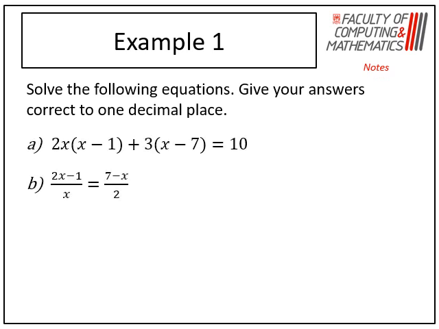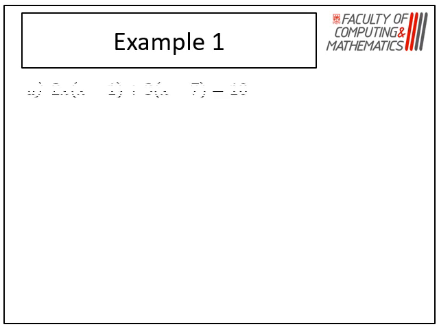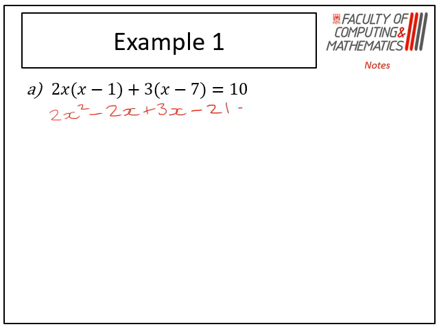Okay, so these are the two questions that I'm going to run through. So we're solving the following, and we're going to give our answers to one decimal place this time. Now clearly neither of them are equal to 0, which is what we are aiming for. But we're also aiming for no fractions and no brackets as well. So first thing you're going to want to do with this one is expand the bracket. So you've got 2x squared, take 2x, plus 3x, take 21, and I'm just going to take that 10 off and make that equal to 0.